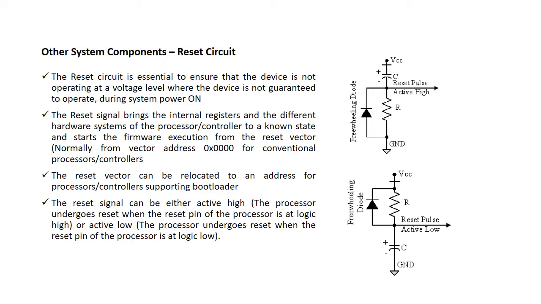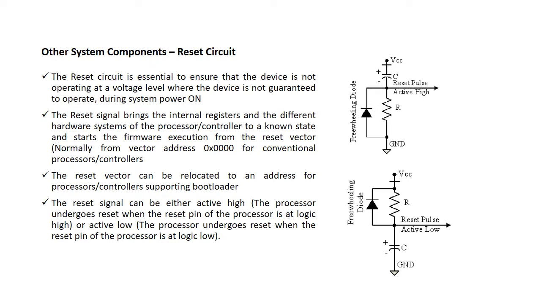So as soon as the processor is reset, the reset vector is read and placed into the program counter, and then the interrupt service routine, which is placed at that address present at the 0th address in the program ROM, will be executed to reset the processor. Okay, so normally the vector address is 0x0000 for conventional processors or controllers. The reset vector can be relocated to any other address for processors or controllers supporting a bootloader.